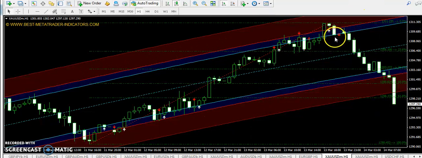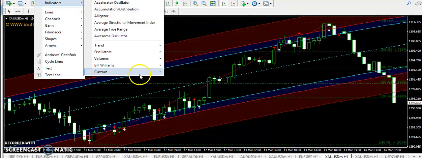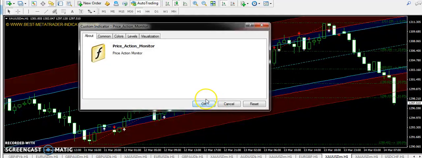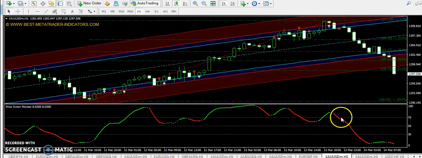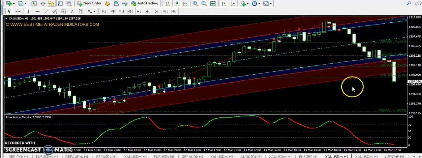And if you look here, this red arrow was pointed at the overbought levels, and then the market started to go down. And even if you look at the price monitor, I'm just attaching the third indicator, the price monitor. The price monitor was also red, and it simply gave us a red signal, and the market went flat here. So guys, that was all about today's analysis.